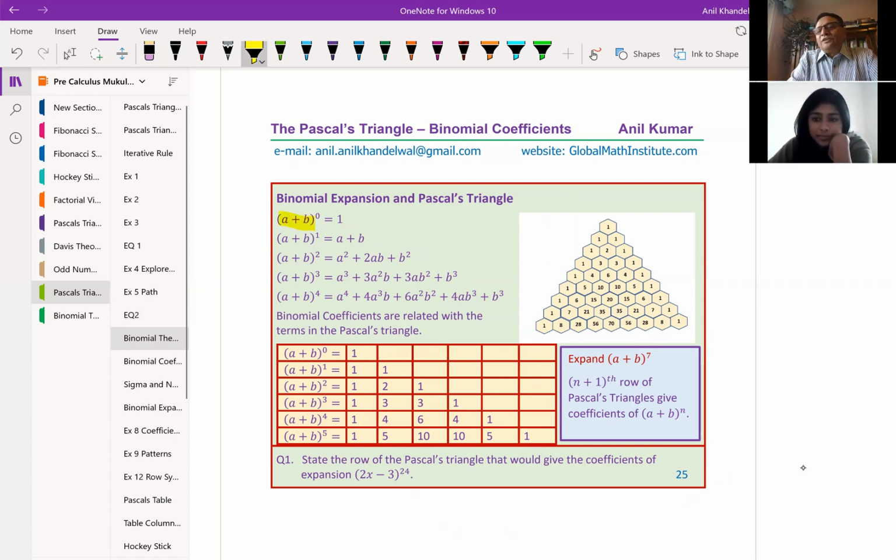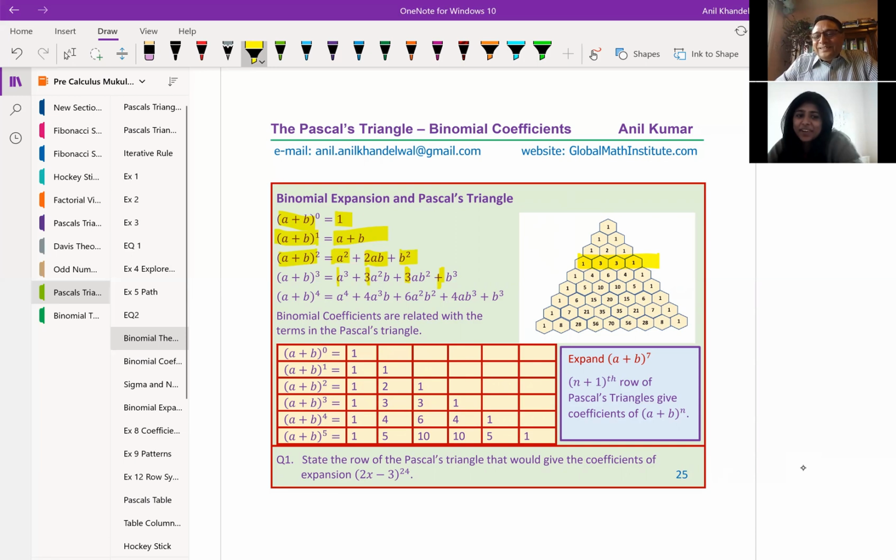Anything to the power of 0 is 1, correct? If I put power as 1, a plus b to the power of 1 will be a plus b. And what is a plus b whole square? A square plus 2ab plus b square. Perfect. And a plus b whole cube, if you don't know, go to Pascal's triangle. The third row gives you the coefficients 1, 3, 3, and 1. So you can now place 1, 3, 3, and 1 and get your a plus b whole cube. You get the idea.